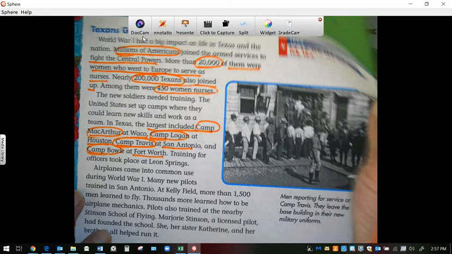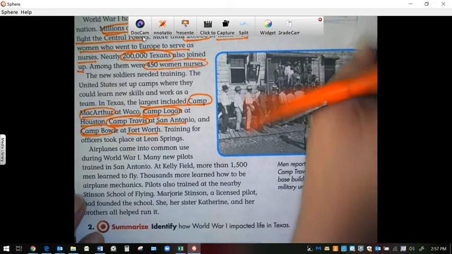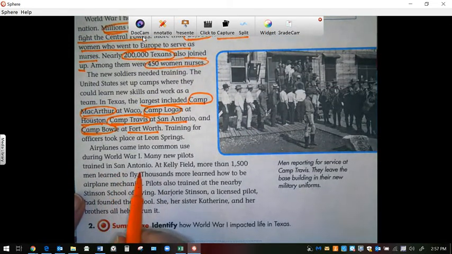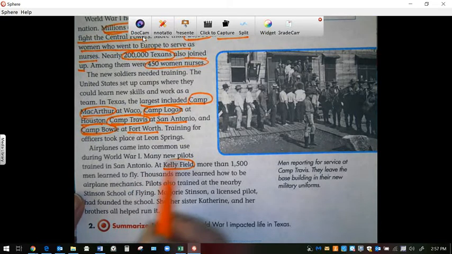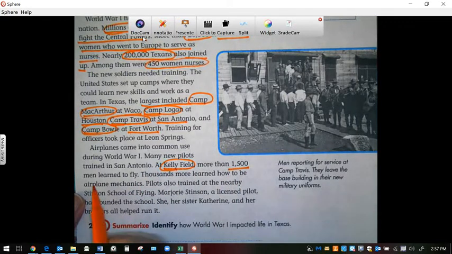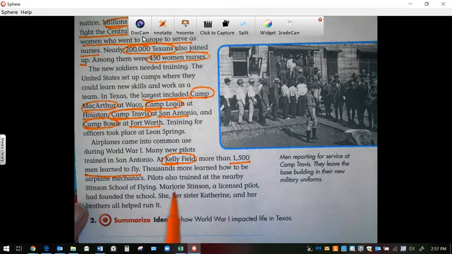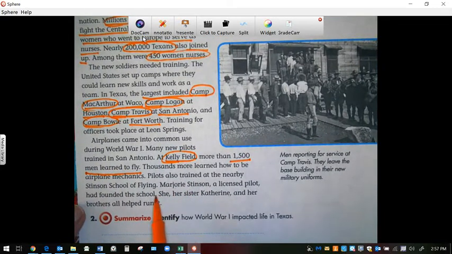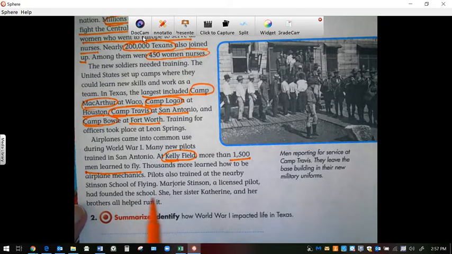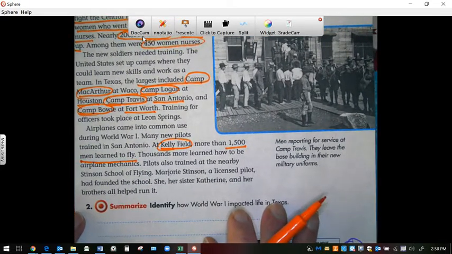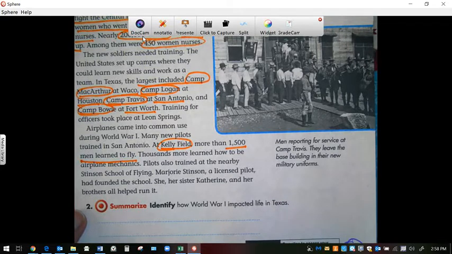Airplanes came into common use during World War I. Many new pilots trained in San Antonio. At Kelly Field, there were more than 1,500 men who learned to fly. Thousands more learned how to be airplane mechanics. Pilots also learned at the nearby Stinson School of Flying. Marjorie Stinson, a licensed pilot, had founded the school. She, her sister Catherine, and her brothers all helped run it.